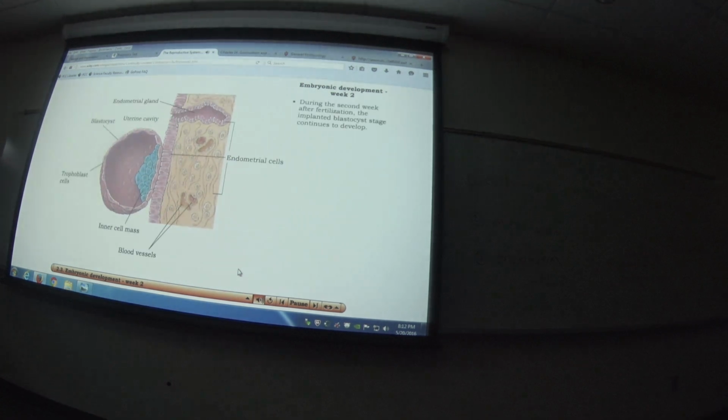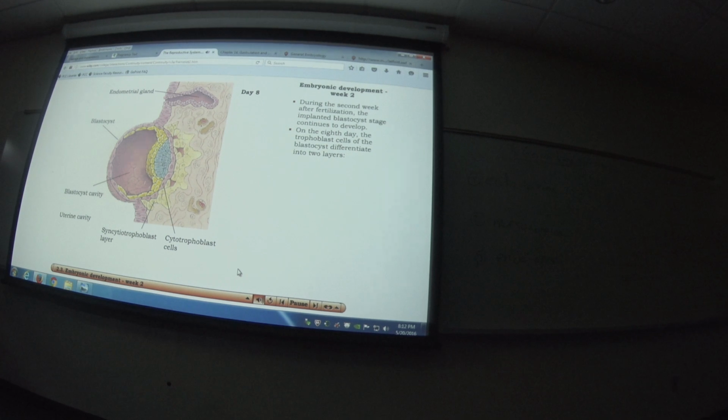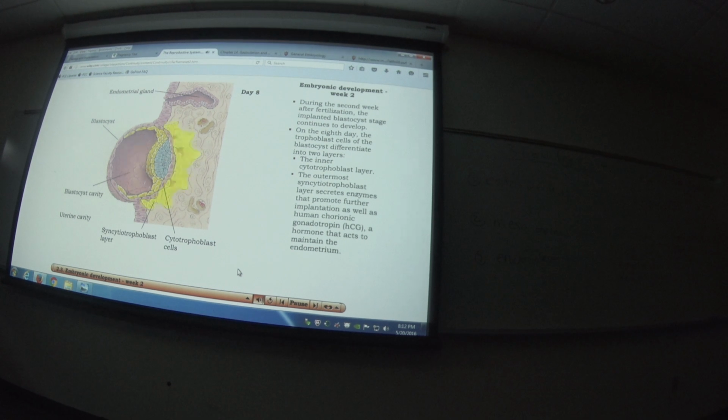During the second week after fertilization, the implanted blastocyst stage continues to develop. On the 8th day, the trophoblast of the blastocyst differentiates into two layers. So this is week 2 we're doing. The inner one is the cytotrophoblast layer. The outermost layer, called the syncytiotrophoblast, secretes enzymes that promote further implantation. In addition, human chorionic gonadotropin, a hormone necessary to maintain the nourishing secretions of the endometrial lining, is secreted. We'll talk about that in a minute.